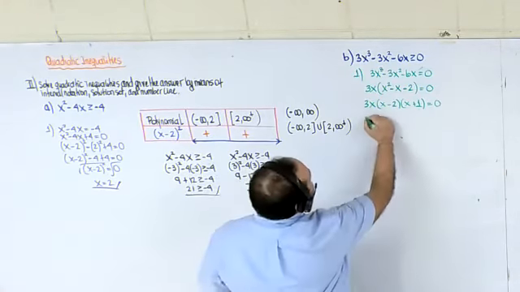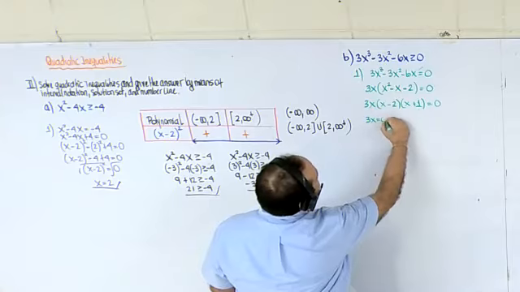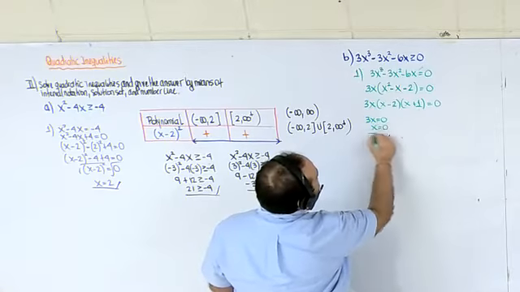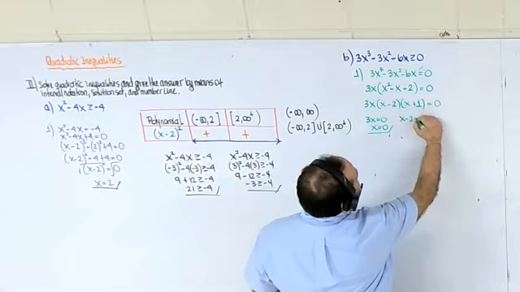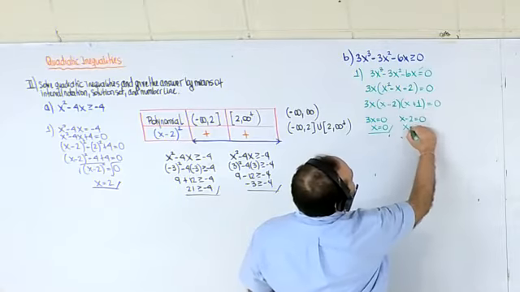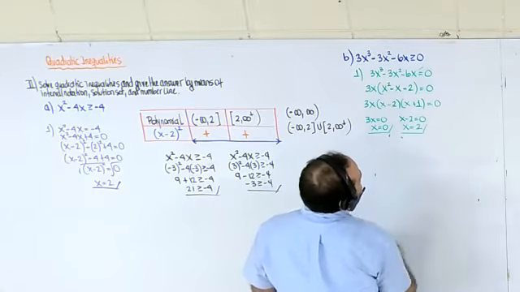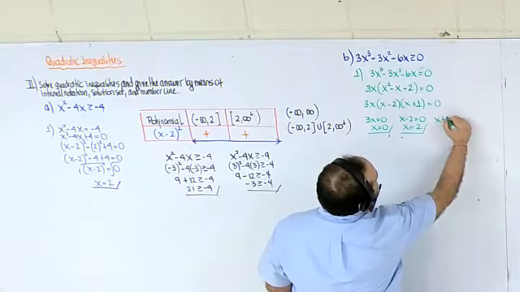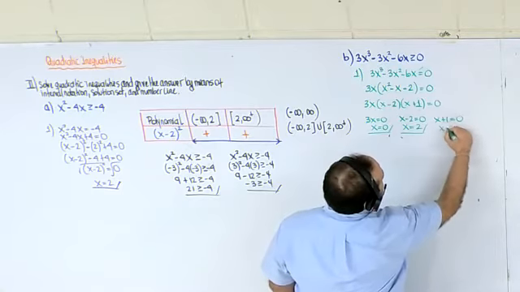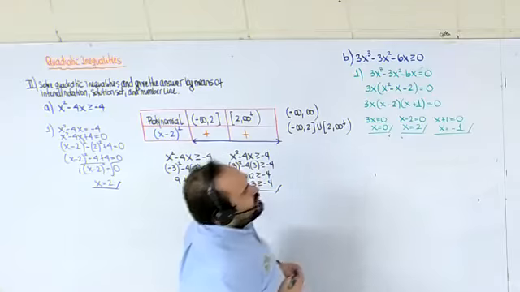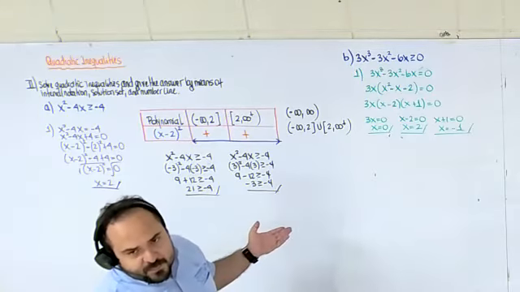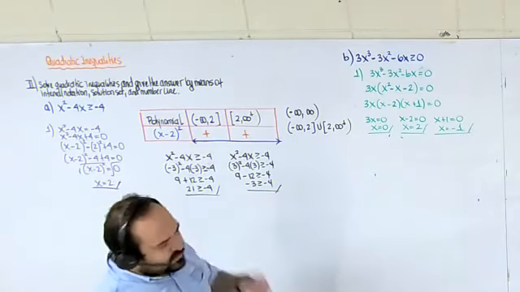The first one, 3x equals 0. For that reason, x will be equal to 0. The second one, x minus 2 equals 0, so x equals 2. The third one, x plus 1 equals 0, so x equals -1. Okay, we have the three solutions.